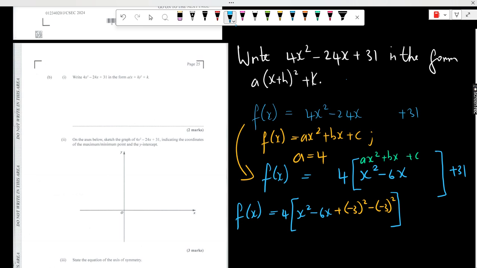Anyways, so yes, right? So the plus 31 comes back outside. So when completing the square, of course, we have to add a half of b squared, but we must also subtract it to ensure the expression does not change, and then we can proceed. Now, having done that, what will happen is that these first three terms will now form what is called a perfect square.